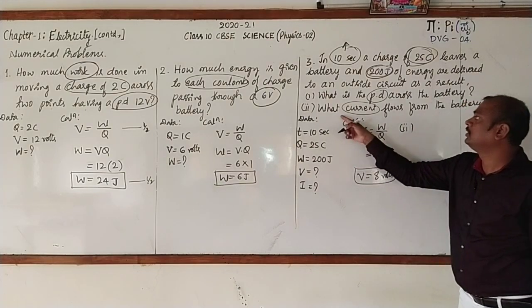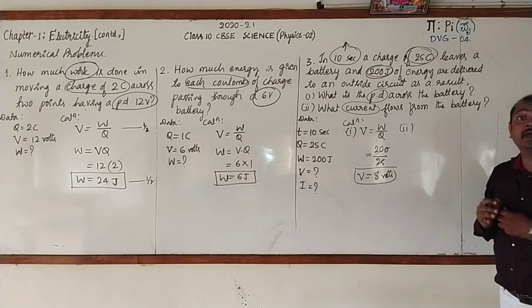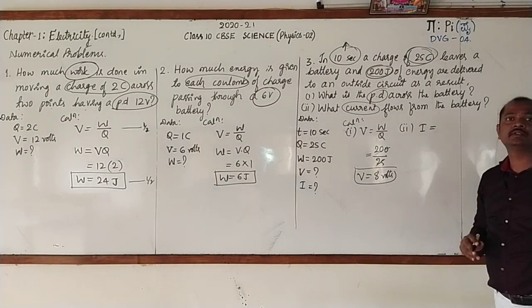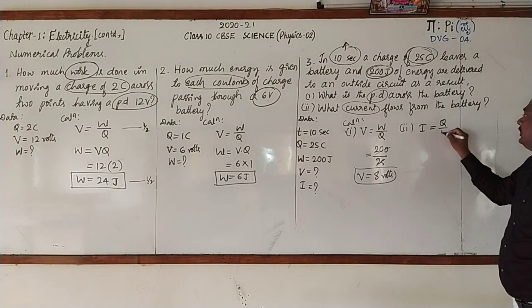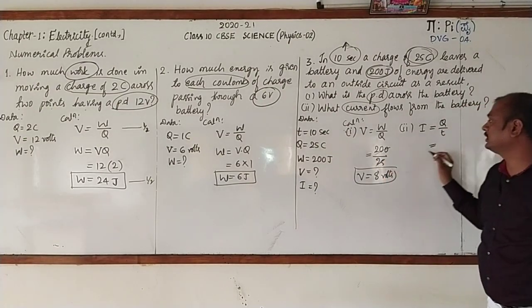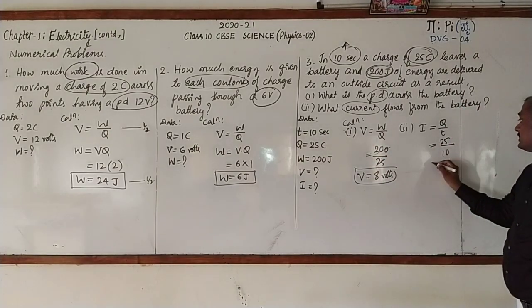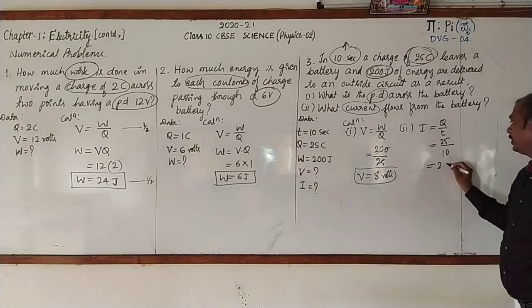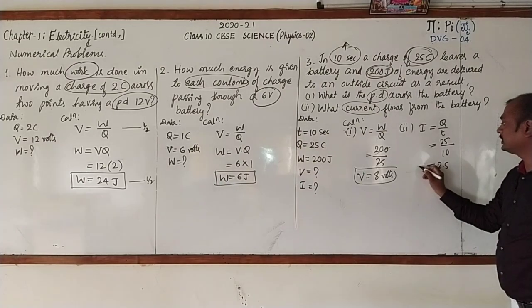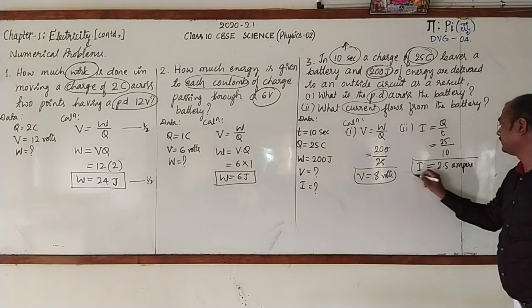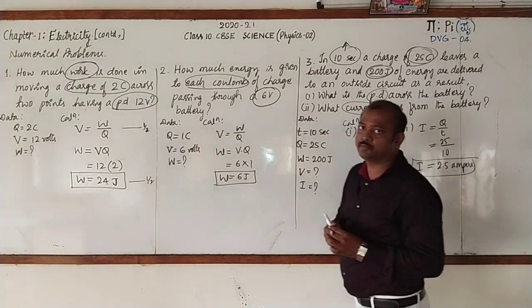The second one is what current flows from the battery. We have a formula to find out current also. I is equal to Q by T. What is Q? Q is 25. Time is 10 seconds. It's equal to 2.5. What is the unit of current? It is ampere. So current is 2.5 amps.